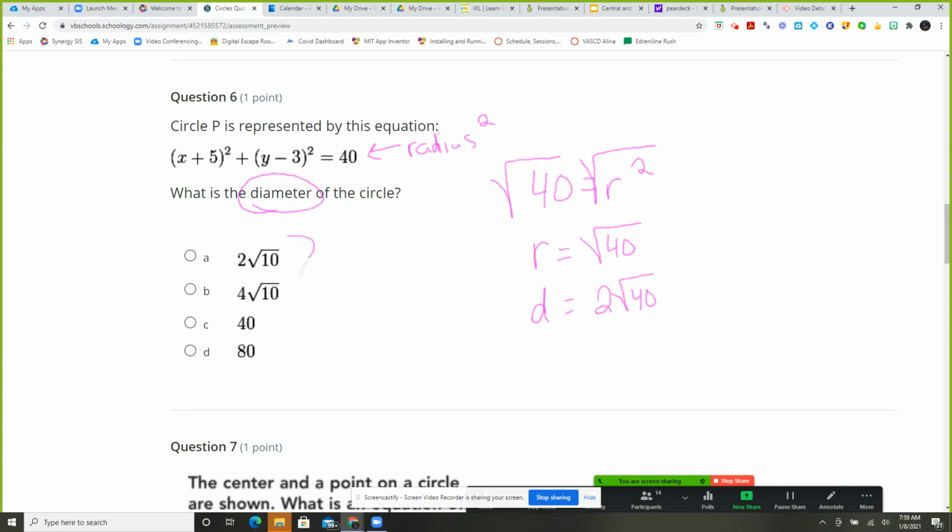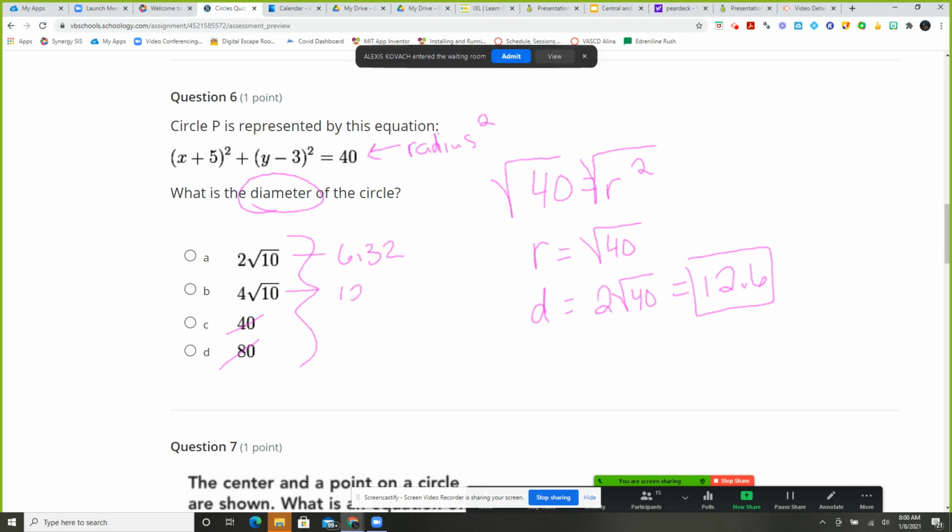The problem is I don't see that over here, right? So what I'm going to do is, because I don't really like radicals that much, to be perfectly honest with you, I'm going to change this into a decimal in my calculator. And then I'm going to go look at all of my answer choices to see which one matches. So it's definitely not 40 and it's definitely not 80. If I put 2 times the square root of 10 into my calculator, I get 6.32. And if I do 4 times the square root of 10, I get 12.64. So which one is my answer choice?